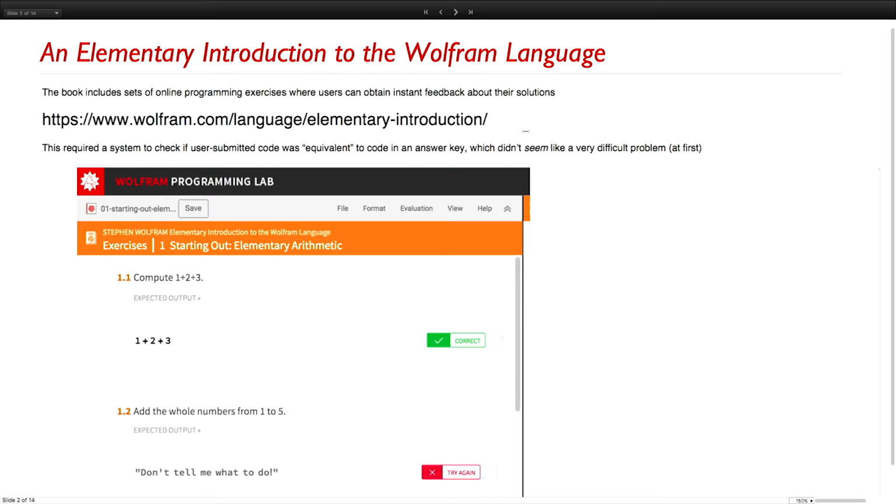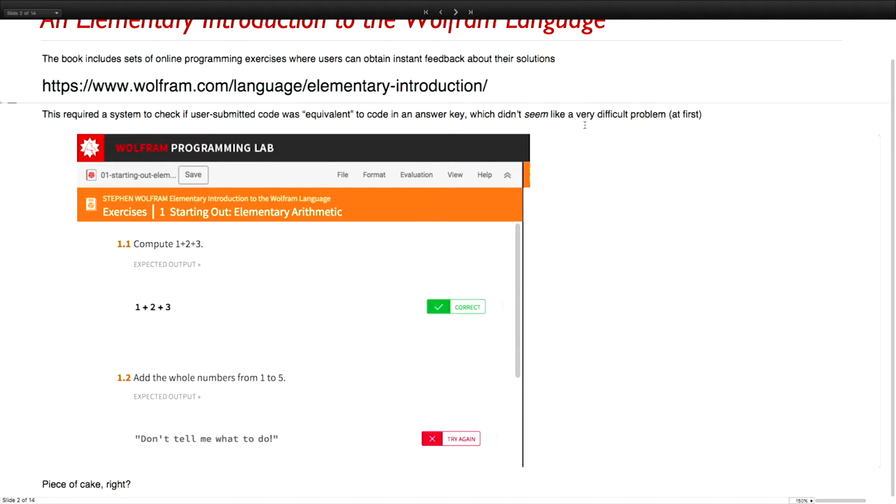But basically, I'm going to be talking about how it works briefly, and some of the cool things you can do with the Wolfram language to basically make this type of thing possible. So anyways, you've got these exercises online that go with the book, and they're pretty easy. So this seems like a really simple problem. I was asked to write an API that could take basically user programs, compare that to an answer key, and decide whether or not they got the right answer.